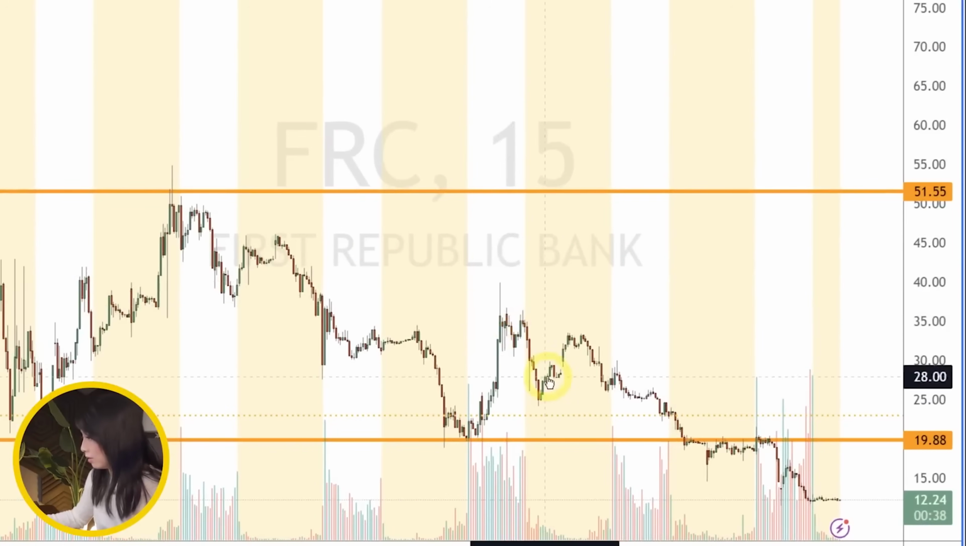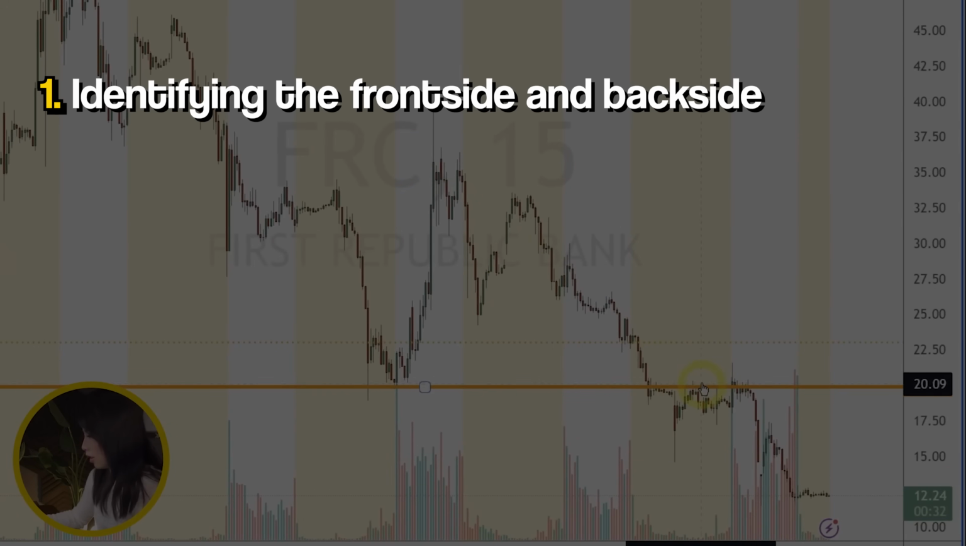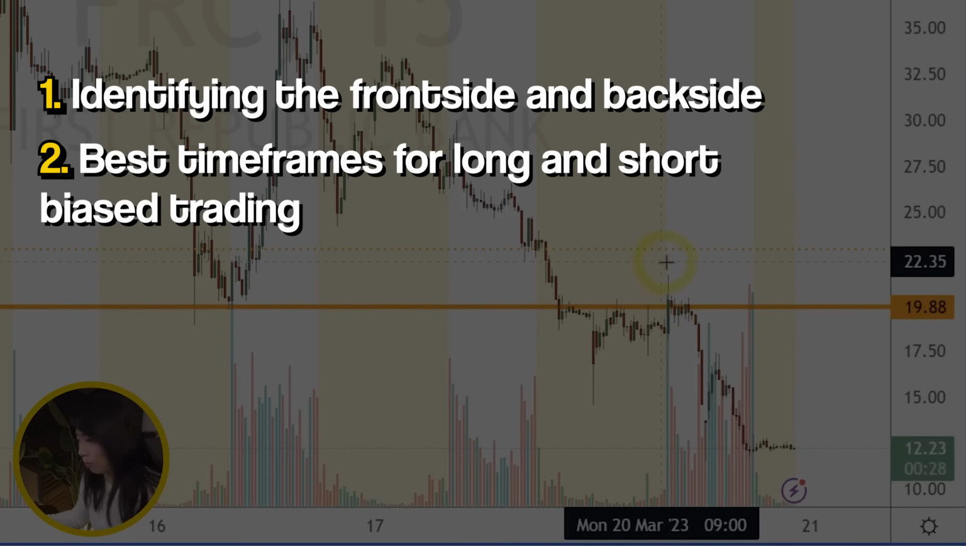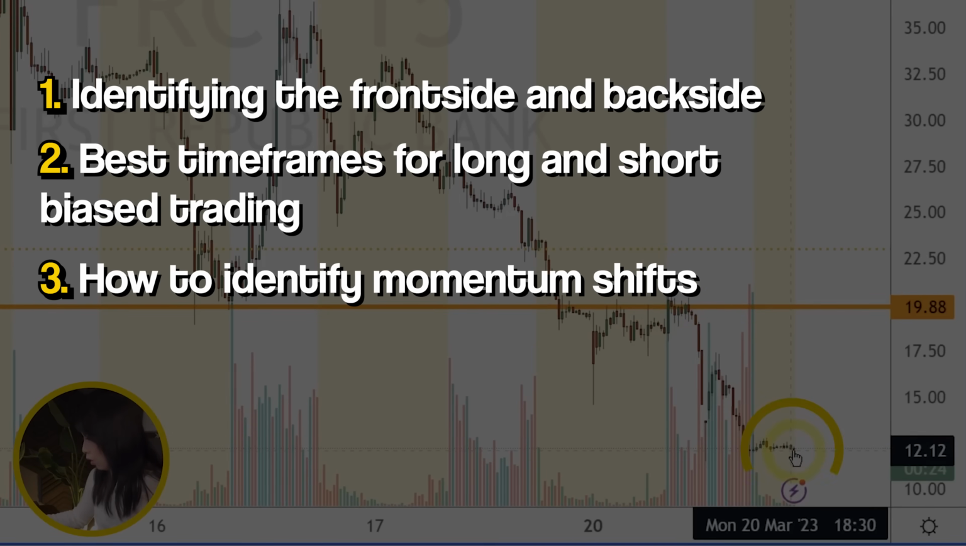There are many more concepts and pro tips I can share with you to help you read price action and improve your entries and exits. If you want to learn more about advanced price action trading concepts such as identifying the front side and the back side, which time frames and charts are best for long bias and short bias trading, and how to identify sentiment shifts when you are momentum trading.